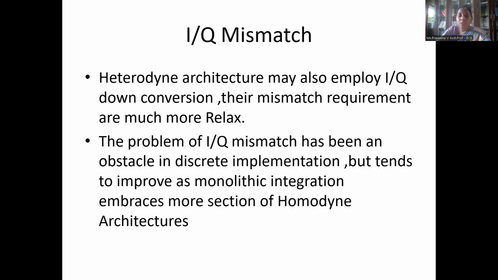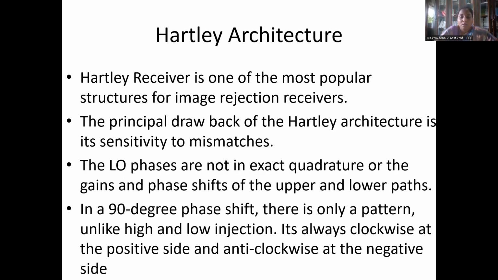Next is IQ mismatch. In a heterodyne receiver, IQ down conversion can be used, where the matching requirements on the I and Q paths are not very strict. Earlier, IQ mismatch was a big problem in discrete designs. But now with monolithic integration, the issue is reducing because both I and Q circuits are built together more accurately, making the homodyne architecture more practical.